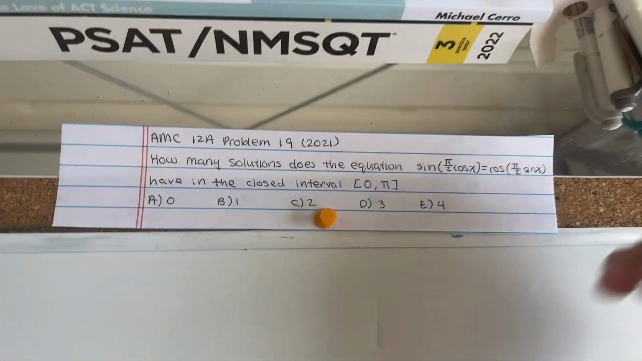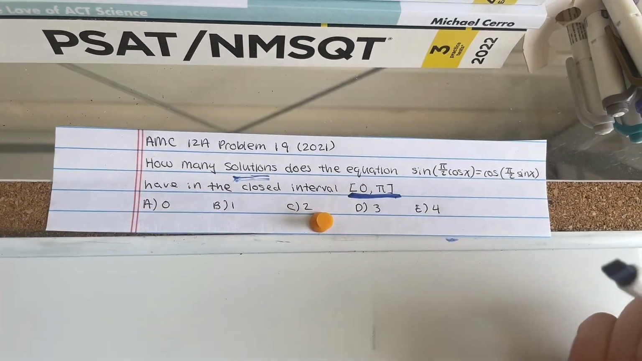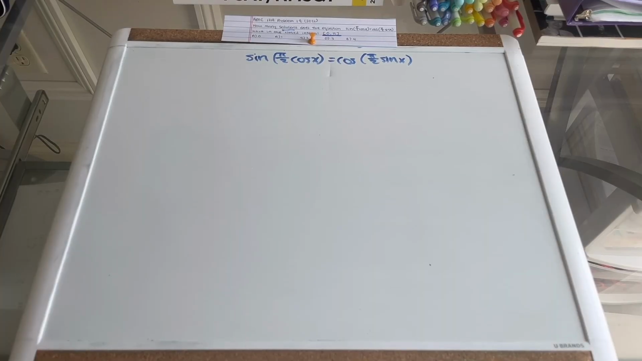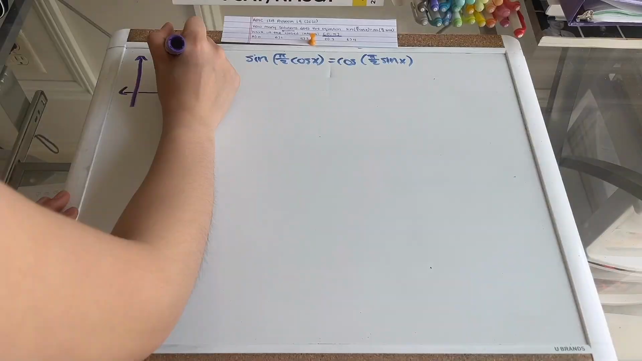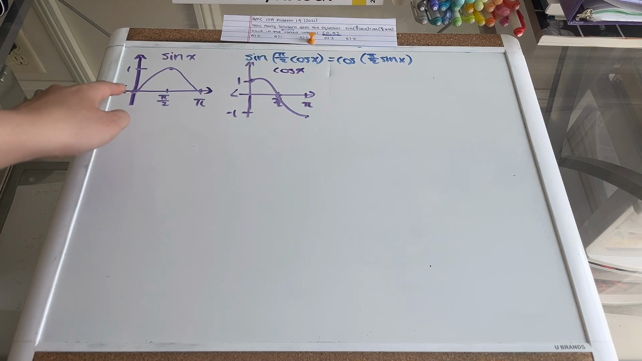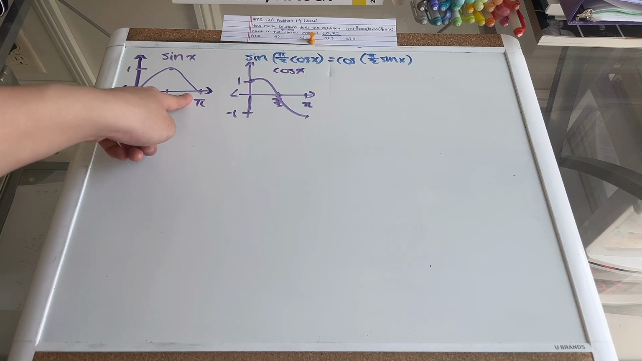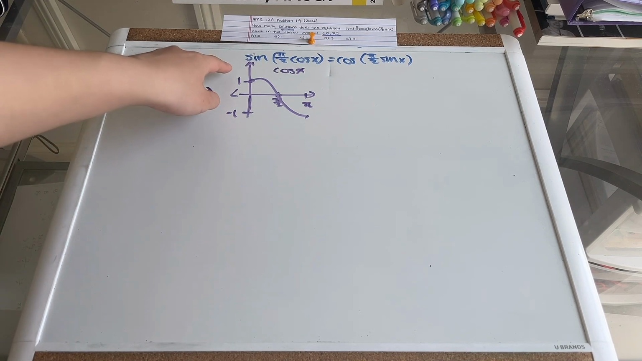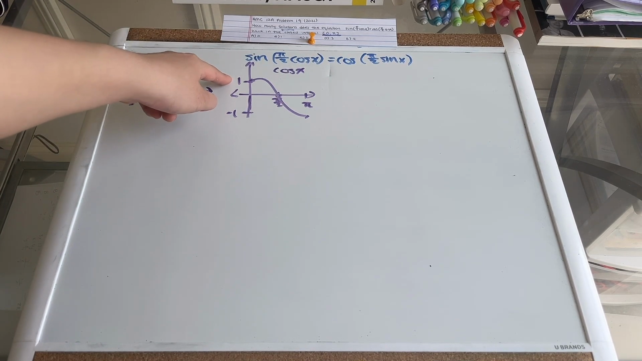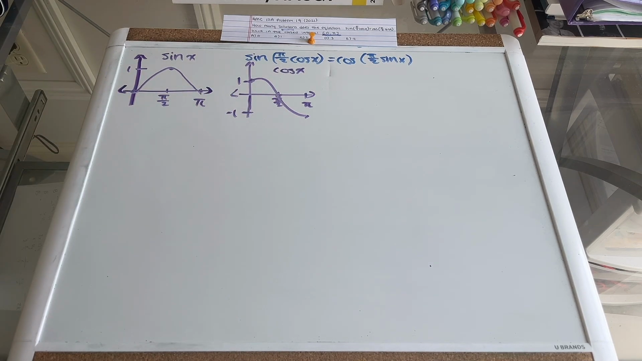So this question is asking you how many solutions this has, and it gives you the interval from 0 to pi. So the first thing we must know is what the graphs of sine and cosine look like in the interval of 0 to pi. Okay, so this is what sine looks like. It starts from 0, and then at pi over 2 it goes to 1, and then it comes back down to 0 at pi. And for cosine x, it starts from 1, goes down to 0 at pi over 2, and then goes down to -1 at pi.